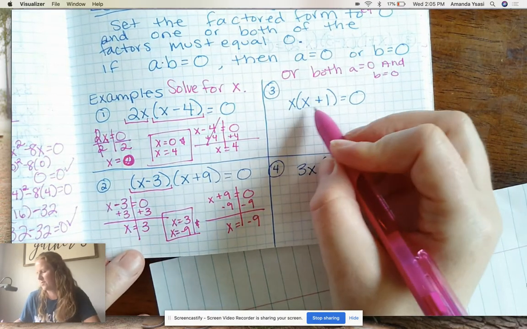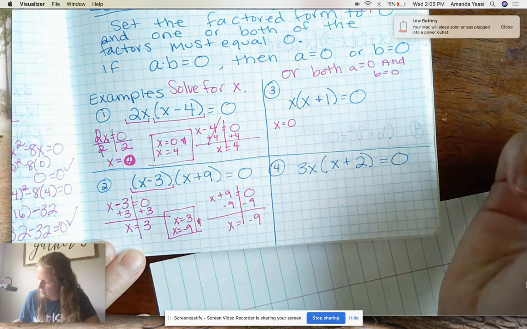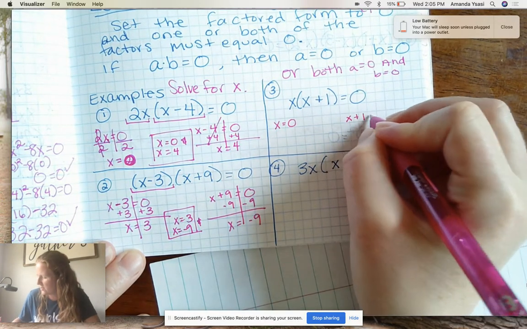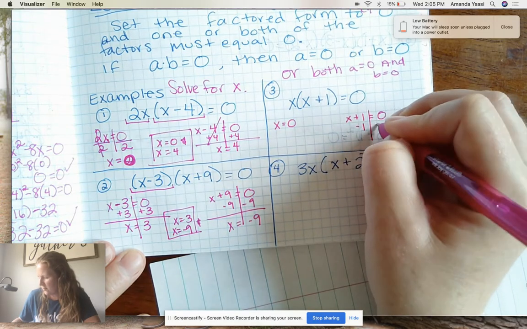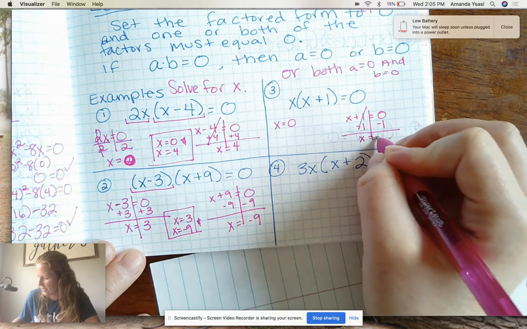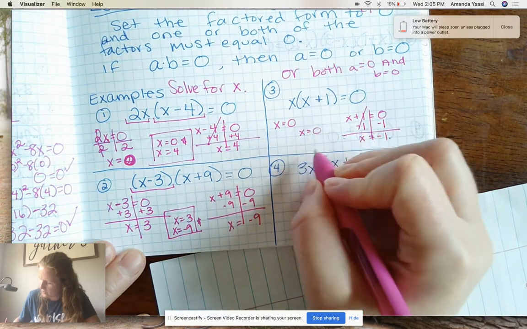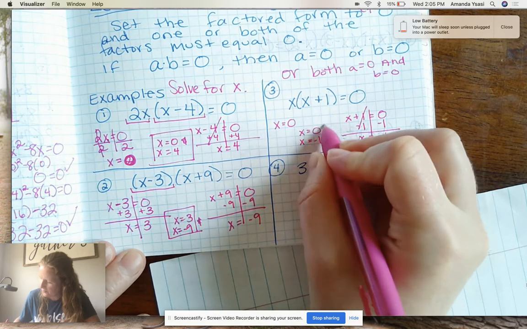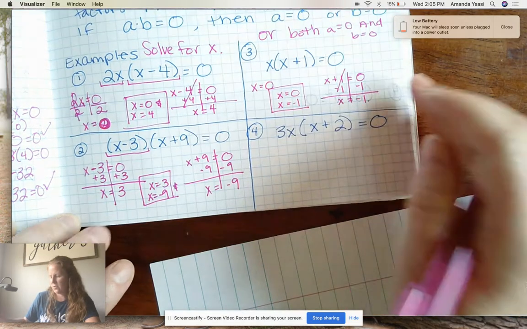Okay, let's look at the next one. x times x plus 1 equals 0. So I set both of them equal to 0. So x equals 0 and x plus 1 equals 0. So I move the 1 to the other side by subtracting, and I get x equals negative 1. So my two solutions are x equals 0, x equals negative 1.